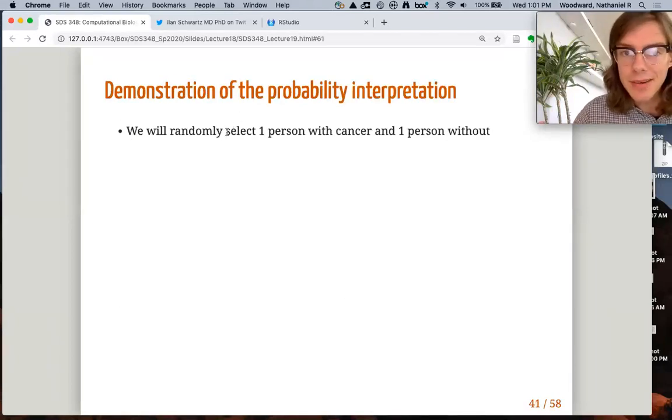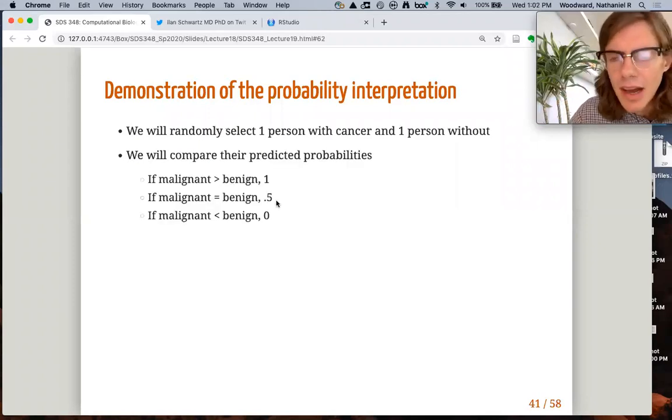So let's take our data set, randomly select one person who is malignant and one person who is benign. Then we're going to compare those two and see which one has the higher predicted probability. And then we'll do this over and over again, and find the proportion of the time that the person with cancer has a higher predicted probability than the person without cancer. If they have a tie, which will be weird, let's just give them 0.5. So if malignant is greater than benign, we'll give it a 1. If malignant has an equal predicted probability to a benign person, we'll give it a 0.5. Otherwise, we'll give it a 0.